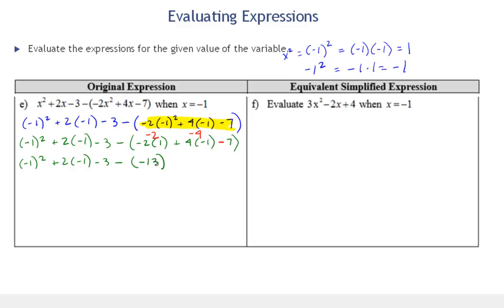Okay. So now what do we have? We have an exponent, addition, multiplication, subtraction, subtraction. Let's do the exponent first. Negative 1 squared is 1. And while I'm here, we're subtracting a negative, and that's the same as adding a positive. So since this is at the end, that's not going to matter. So I'm just going to put plus 13.